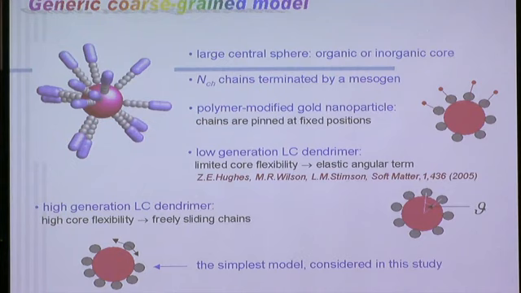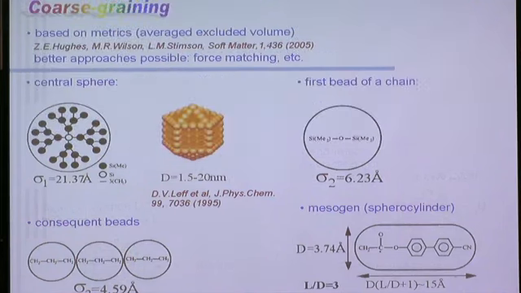So we started from this model, and the coarse graining was mainly done in this paper, not by me, by the group of Mark Wilson. The central sphere could represent a generation 3 dendrimer or a gold nanoparticle. Then we also coarse grained several groups into one sphere, say 3 hydrocarbons into one blob. And also the mesogens are represented in the form of spherocylinders.